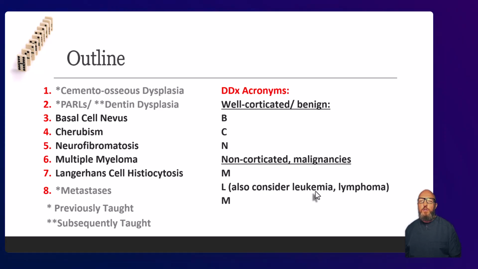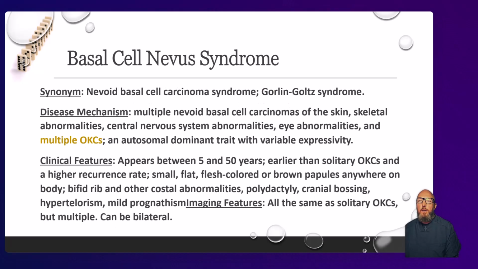So let's get to the first one, basal cell nevus, also called nevoid basal cell carcinoma syndrome or Gorlin-Goltz. This is an autosomal dominant, variable expressivity syndrome. And here's the one thing you need to know, because this is the highest yield fact in this lecture. Basal cell nevus causes multiple OKCs, odontogenic keratocysts, not ameloblastomas, not giant cell lesions, multiple OKCs. So if you remember one sentence from today, that's it.